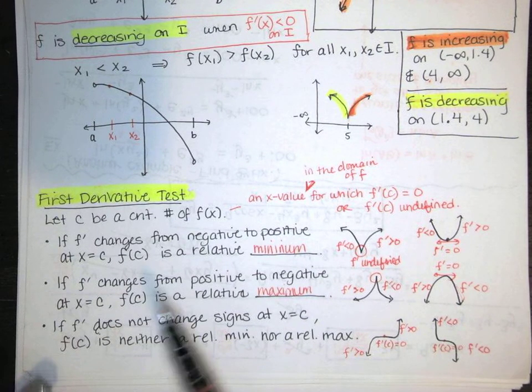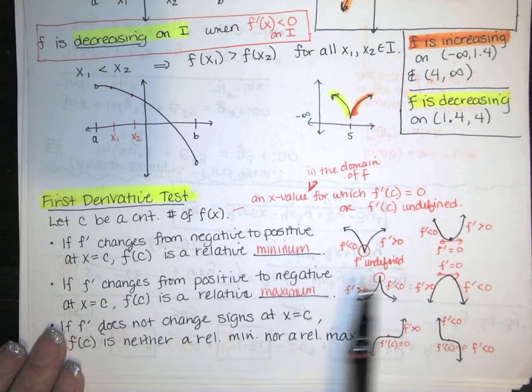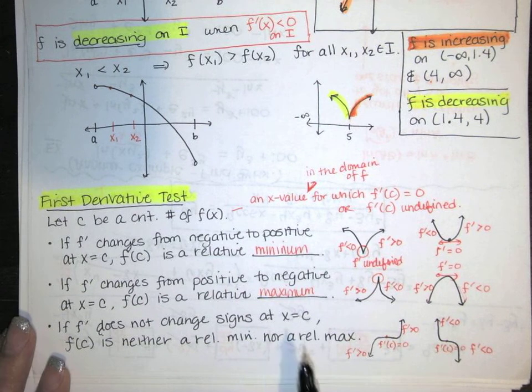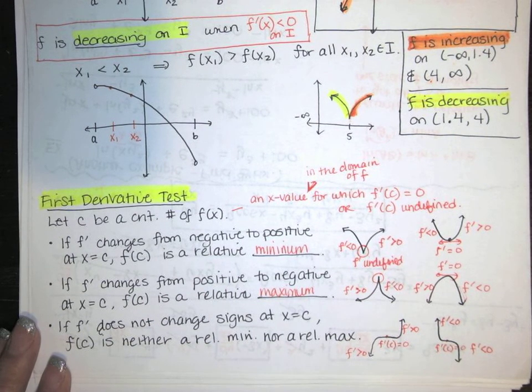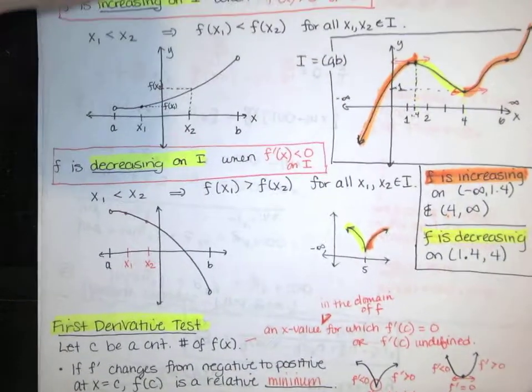So if f prime changes signs, you get a min or a max. And depending on which way it changes, negative to positive gives you a min, positive to negative gives you a max. Now again, I don't ever memorize these. I draw pictures every time. So let's apply this to a couple of problems.